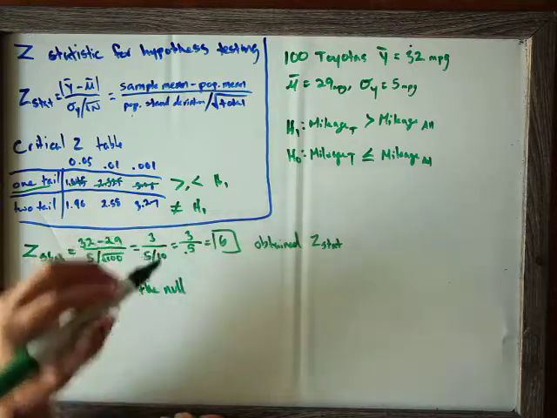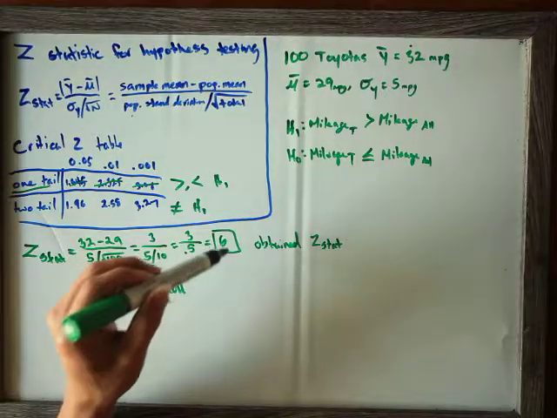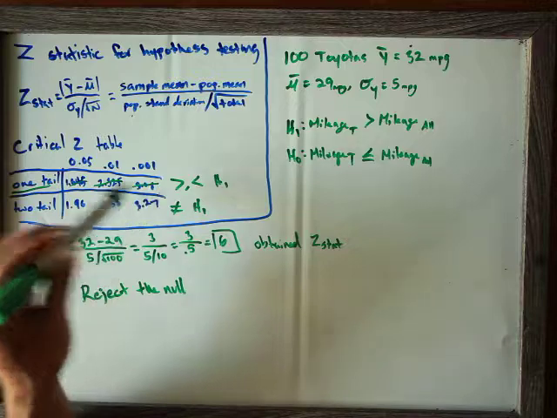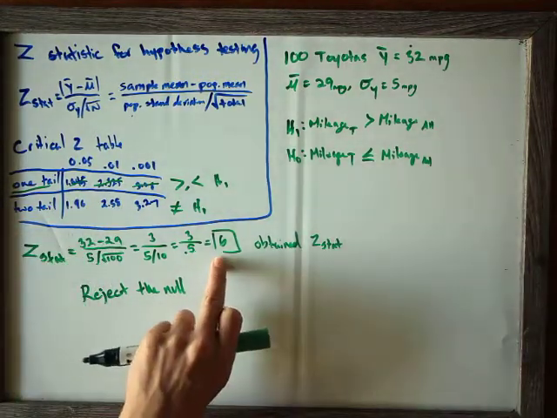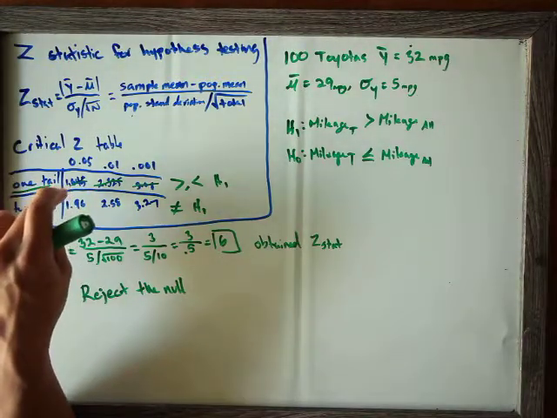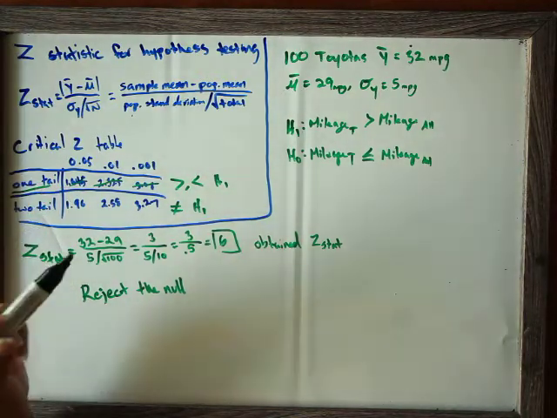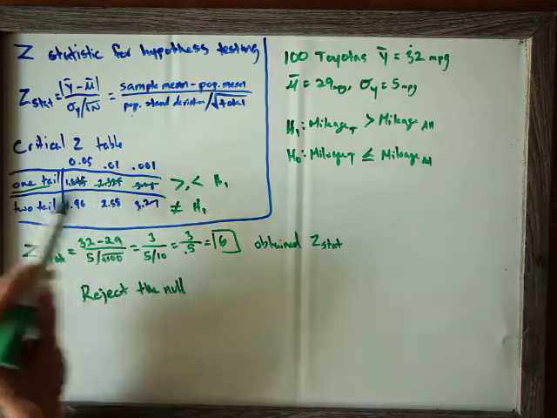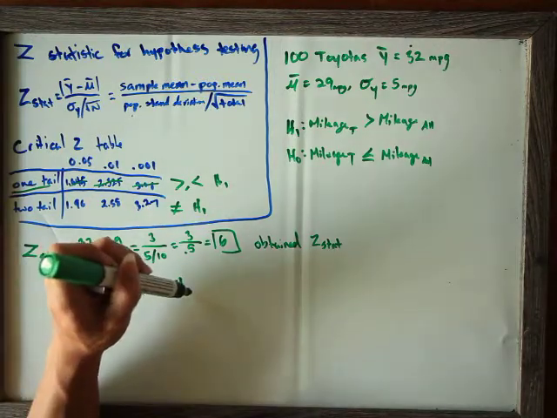The first thing we do is decide whether or not to reject the null hypothesis. If your obtained z-statistic is greater than any of these critical z-scores, then you reject the null hypothesis. If your obtained z-statistic is less than the lowest of these critical z-values, which is 1.645, then you would fail to reject the null hypothesis. However, in this case, our obtained z is greater than all of these, so we're going to reject the null hypothesis.